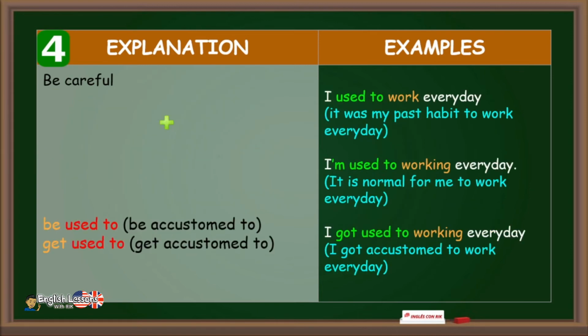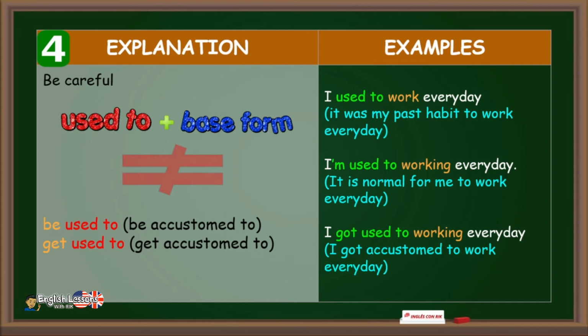Number 4. Be careful. Do not confuse used to plus base form of the verb with expressions like be used to, that means be accustomed to, or get used to, that means get accustomed to. Examples. I used to work every day. It means it was his past habit to work every day. I'm used to working every day. It means it is normal for him to work every day. I got used to working every day. It means he got accustomed to work every day.